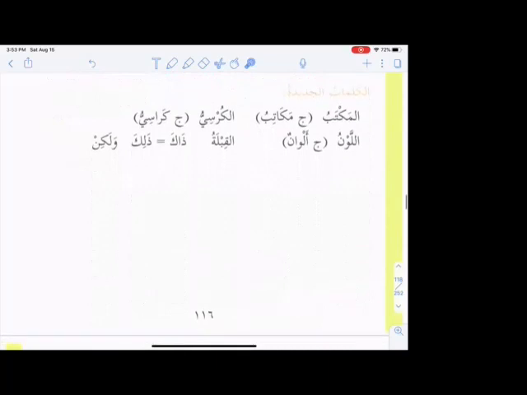Now here, al-maktabu is makatibu. I want you to make a note that there is only one dhamma. Okay. Launu, alwanun, color. Kursiyu, al-karasiyu. This also has one dhamma. Qiblatun, zaka is equal to zalika.